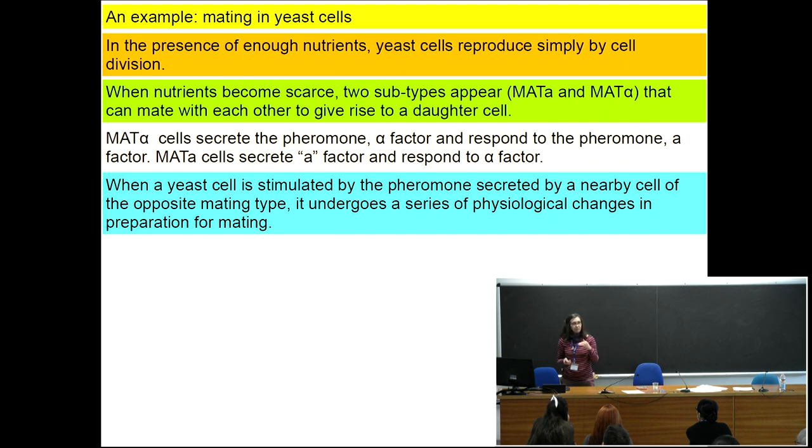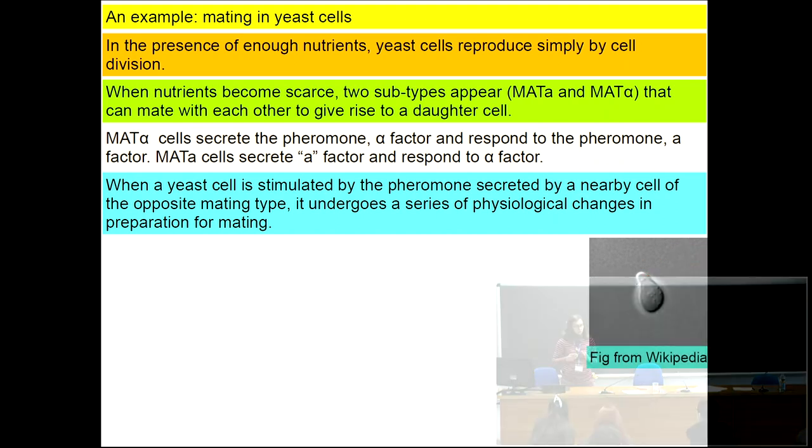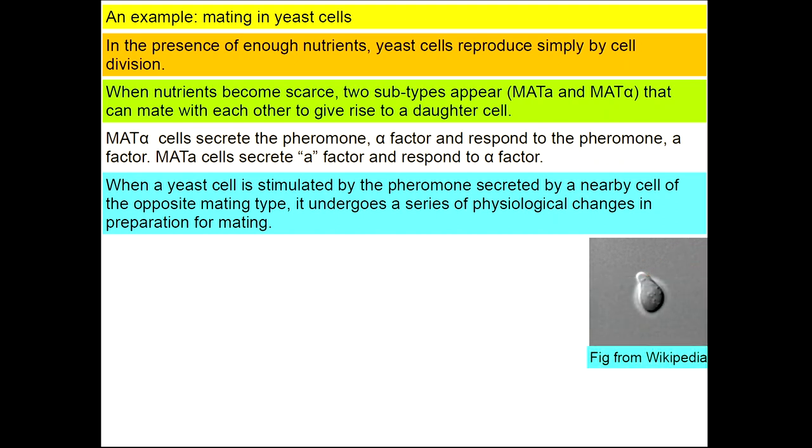And once they start to sense this pheromone through binding to receptors, cells start to change. They change their shape. For example, this is a picture where you see that the cell develops what is called a schmoo, which is directed under physiological conditions.